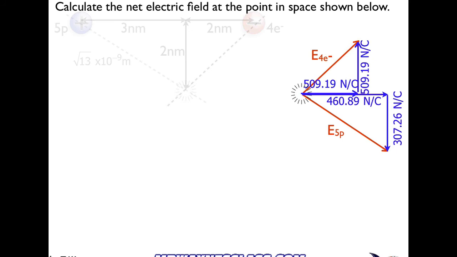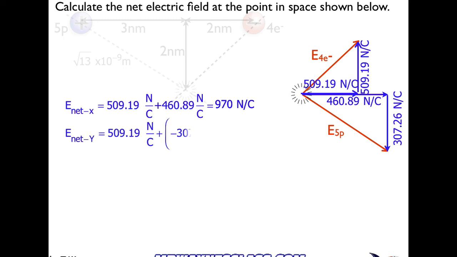So these two vectors, the two E fields, due to the 5 particle charge and then 4 electron charge acting on that point in space, I've just slid everything off to the side of the screen so I can get some room to do a little bit of typing. Alright, so the net electric field in the x direction, I add up the x components. They're going the same direction to the right, so I'll make them both positive, and that gives me 970 newtons per coulomb. The net electric field in the vertical direction, well, one's going up and one's going down, so I'm going to call the one going up positive and the one going down negative. That's where the negative came from in that formula of negative 307.26. Add those and I get 202 newtons per coulomb.